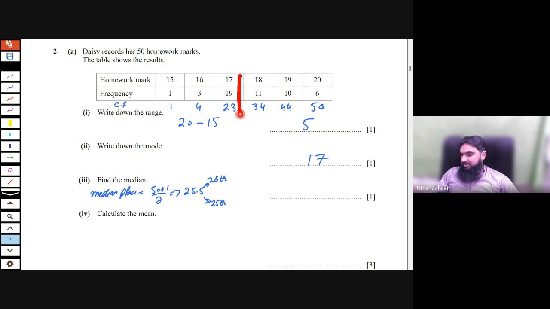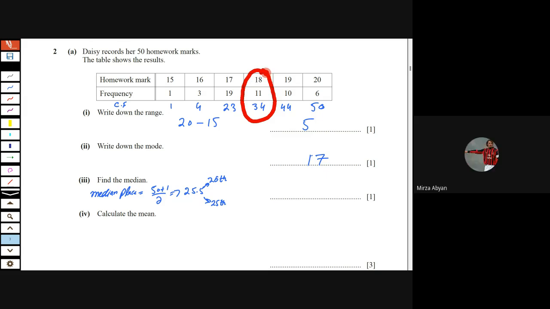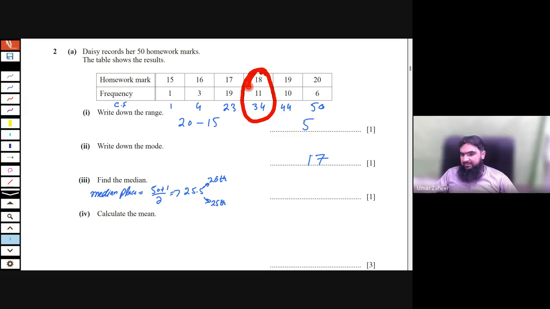Look here: up to here we have all the values up to 23, and these are the values after 34. This means that the 25th value and 26th value will lie here. Is it clear? Yes, sir. So this means that the median will be 18, because this is your data. Some students are going to write 11, but 11 is the frequency. The median, mode or mean are always your data.